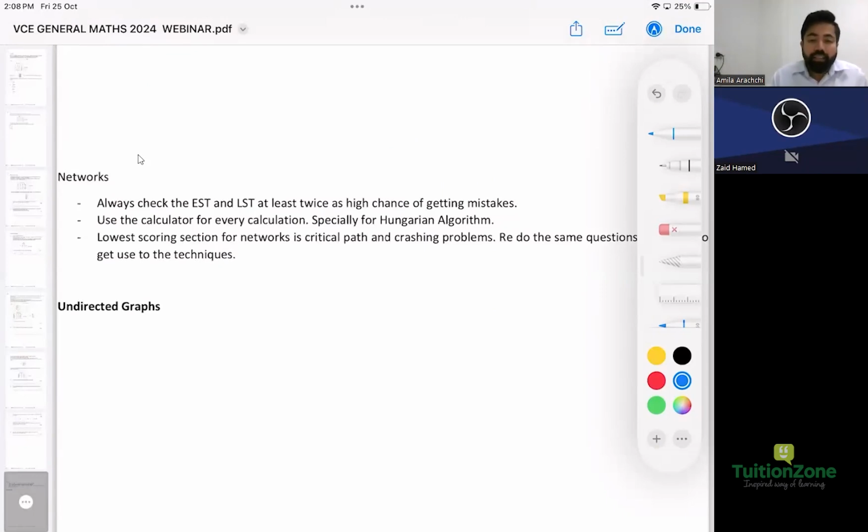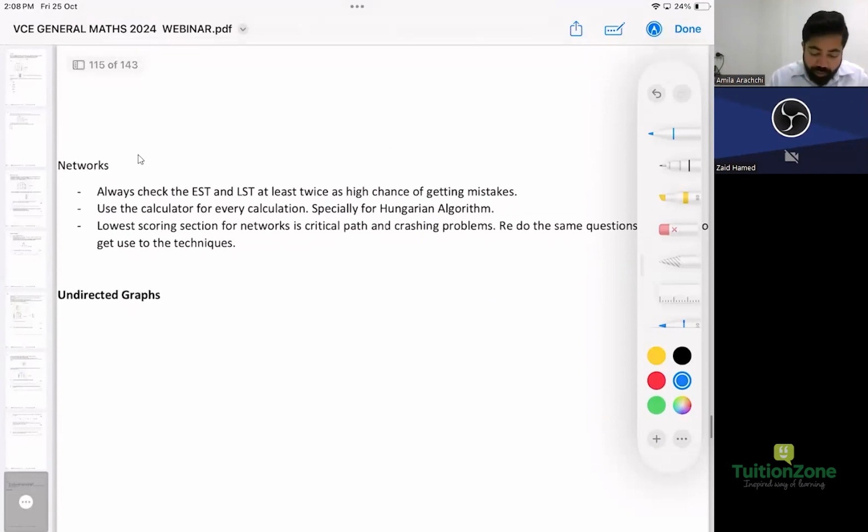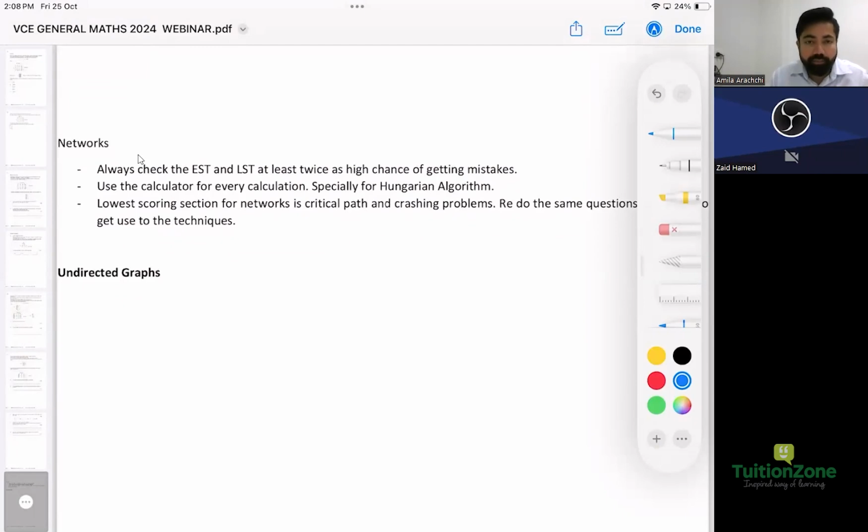All right. Let's go to page number 115 on the booklet, the PDF. The last module for this one, which is the networks. And read the note, just a few things.